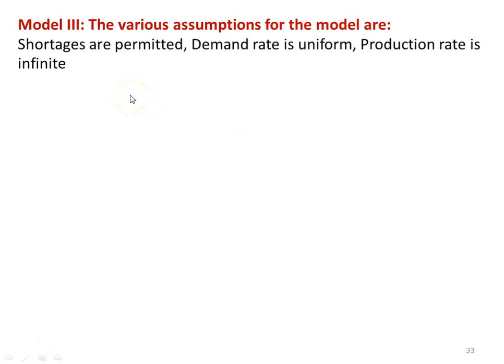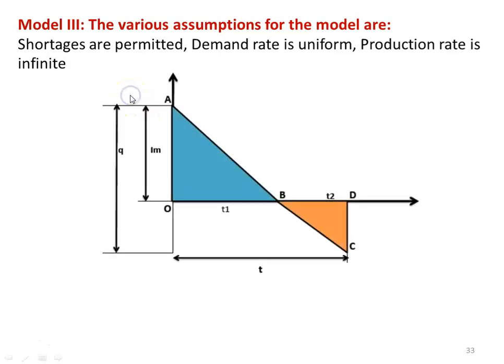Model number 3, the various assumptions for model number 3. Here shortages are permitted. In the earlier 2 models, shortages were not permitted, but here shortages are permitted. Demand rate is uniform, production rate is infinite. Production rate infinite means when you place the order, you will raise the stock immediately.